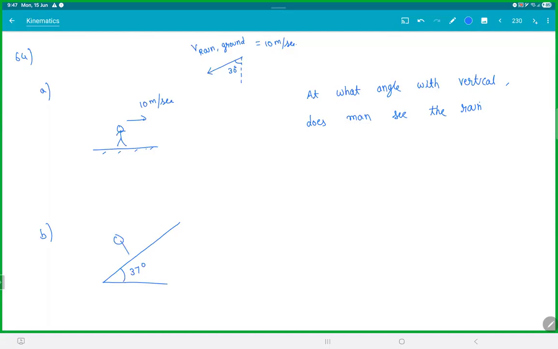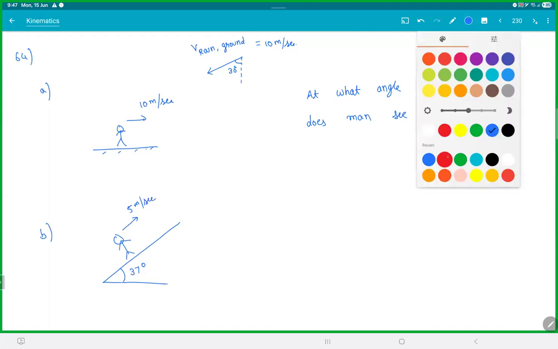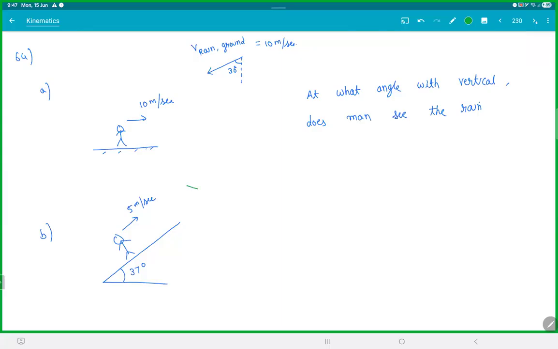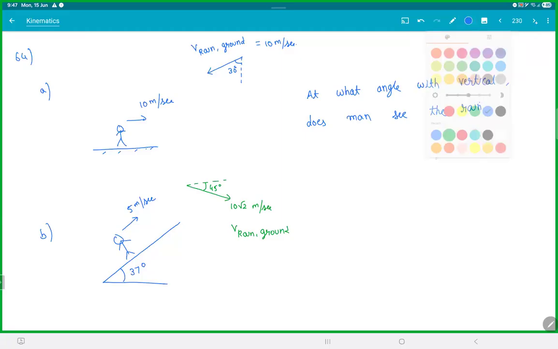Every time the man won't go in a line only. What if the man is also walking at an incline? Let's say the man is walking on an incline with 5 meters per second. The rain is also falling with 10 root 2 meters per second. So this is the velocity of the rain in the ground frame. So rain is actually falling with 10 root 2. This is the velocity of the man in the ground. The man is going like this. It's 5. Same question. At what angle does the man see the rain with the vertical?